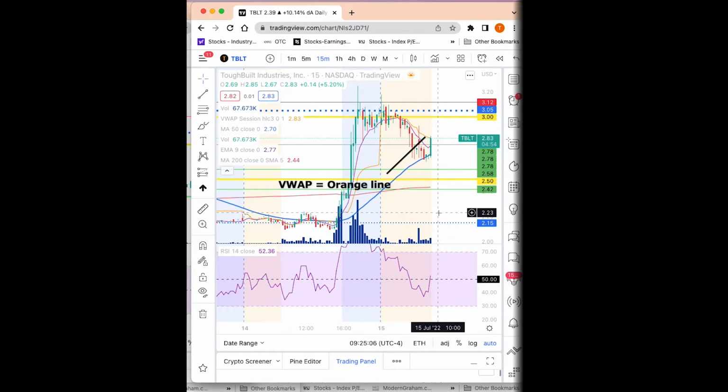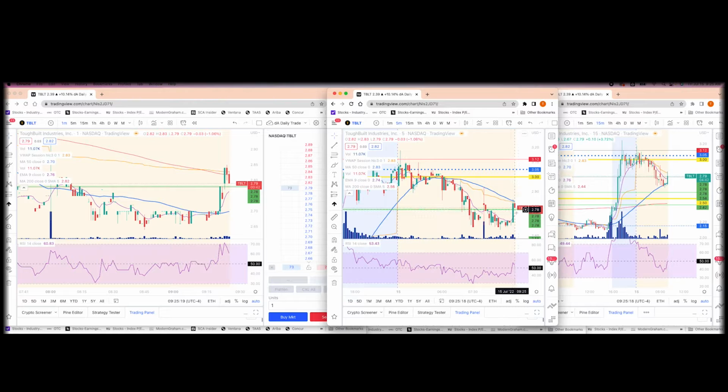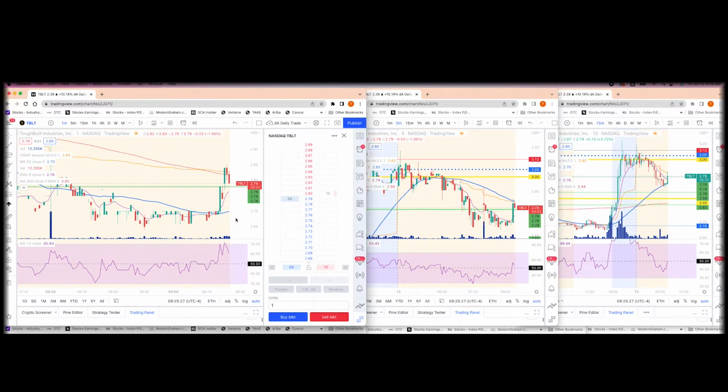So right now it's just testing VWAP from the low, which is not necessarily exciting for me. That could be a sign of weakness. So I would have to wait to see this stock push through VWAP, not just on the 15, but also on the 5, which is more clearly representing resistance at VWAP and the 50 moving average on the 5-minute, and also the 200 moving average, which is the red line, with the VWAP on the 1-minute.